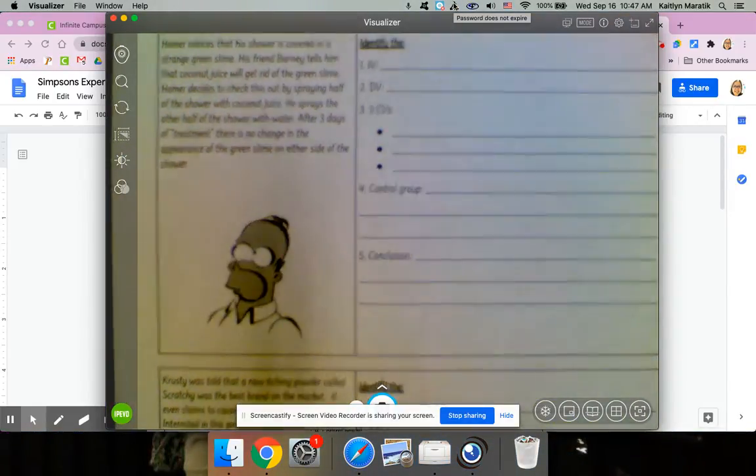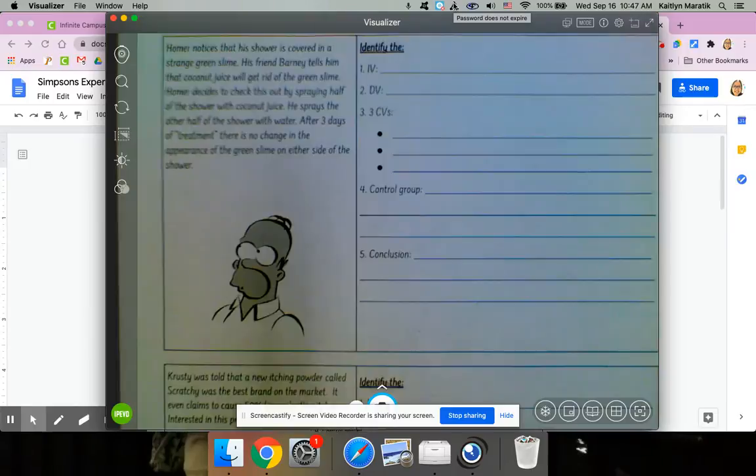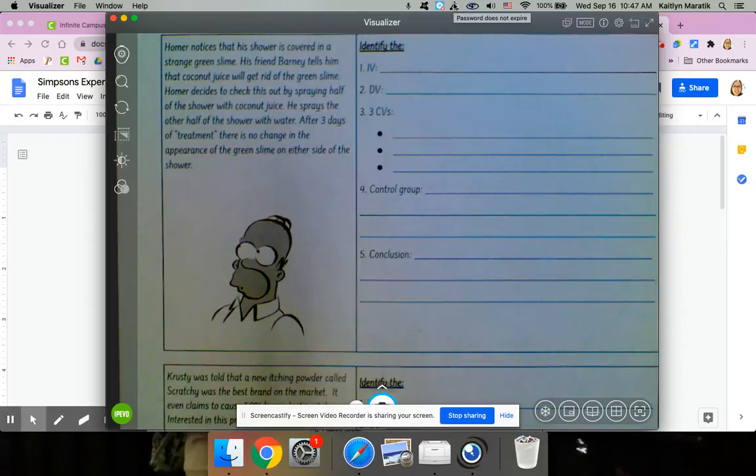So, Homer notices that his shower is covered in a strange green slime. His friend Barney tells him that coconut juice will get rid of the green slime. Homer decides to check this out by spraying half the shower with coconut juice. He sprays the other half of the shower with water. After 3 days of the treatment, there is no change in the appearance of green slime on either side of the shower. So, what is our independent variable?